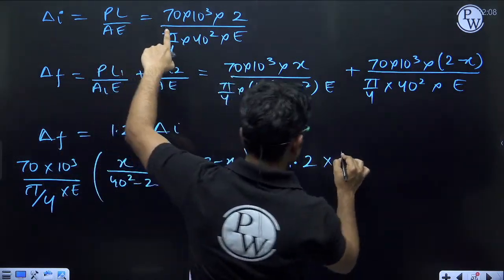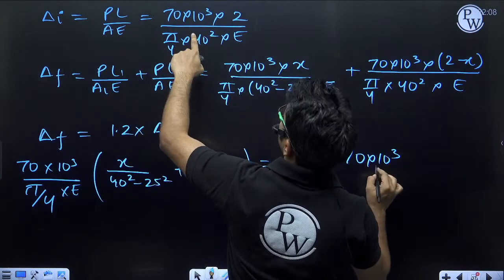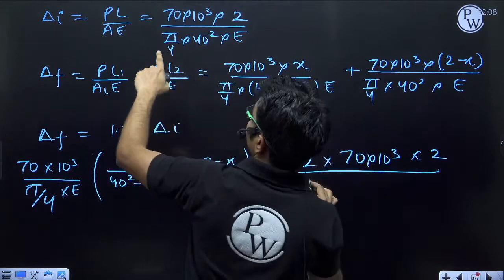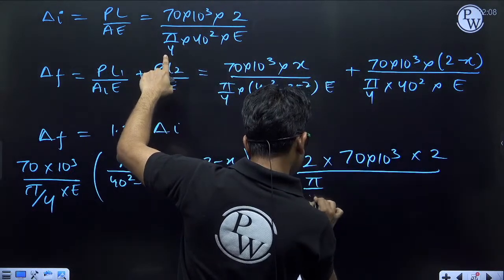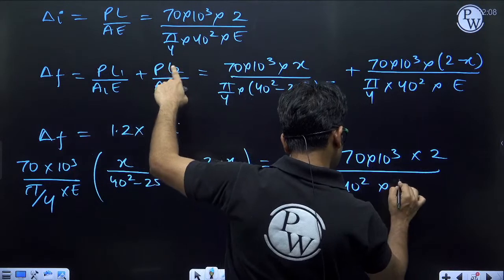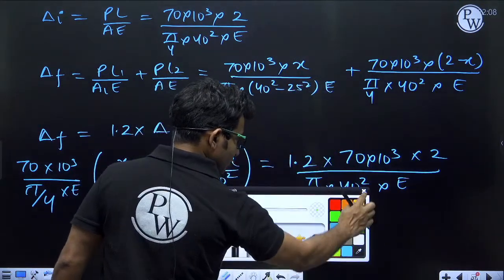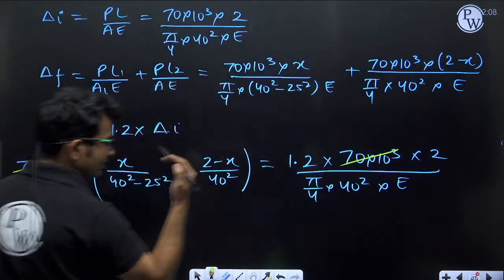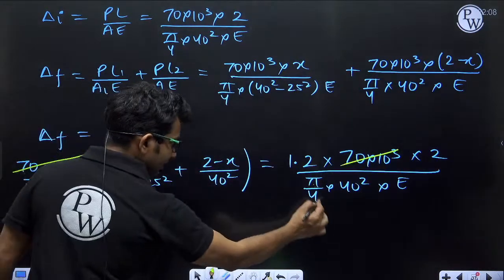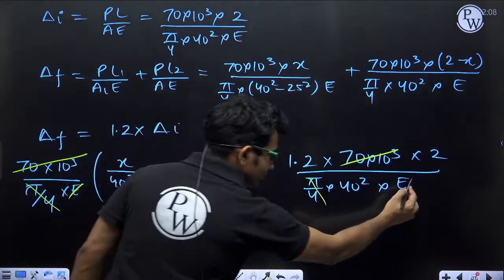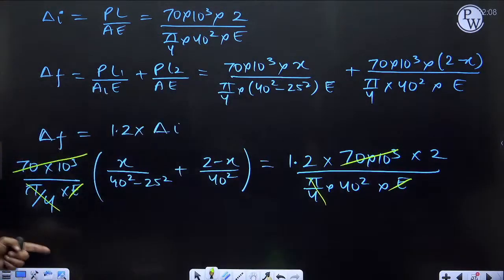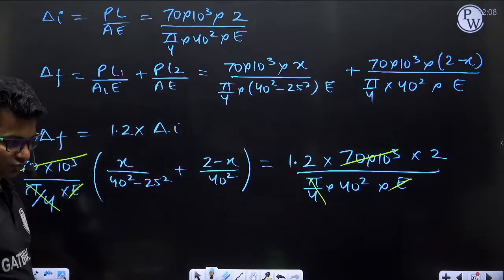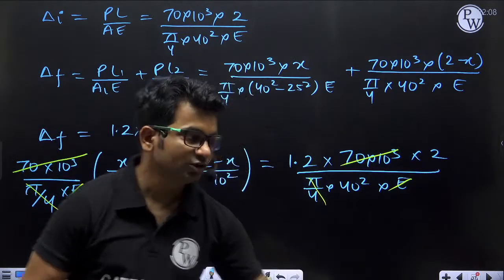So delta initial is 70 into 10 to the power 3 into 2 divided by pi by 4 into 40 square into E. Okay, so let us cancel out whatever things we can cancel. So 70 into 10 to the power 3 cancelled out, pi by 4 cancelled out, and Young's modulus cancelled out. Okay, so what is remaining? The remaining part is x upon 40 square minus 25 square. So let us calculate what is the value of 40 square minus 25 square.